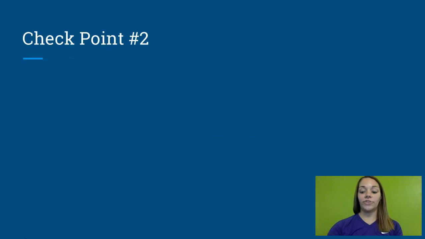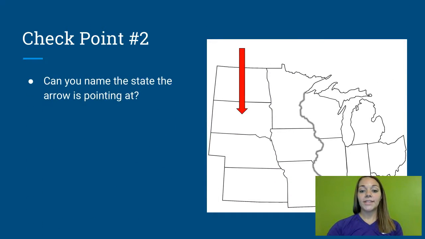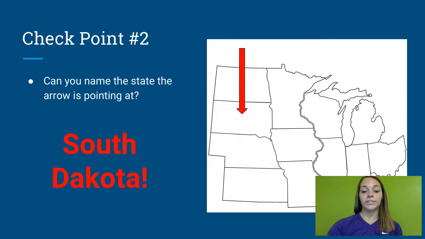Now we have our second checkpoint. Can you guys name the state that the red arrow is pointing to? I'll give you a second to think. It's South Dakota. Good job. Now we have Miss Curran to talk to you about Wisconsin.